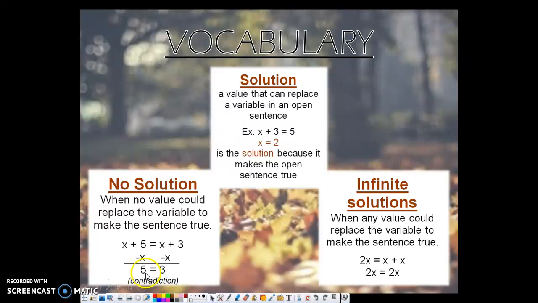If you have some number equaling a number that it does not equal, that means no solution. A solution is when x equals some number. Infinite number of solutions is when the same thing equals the same thing.